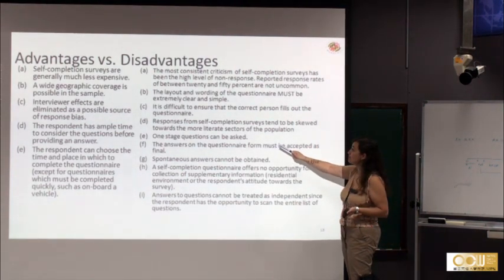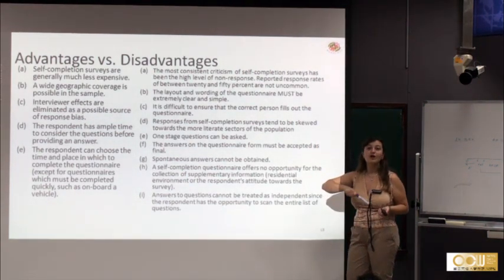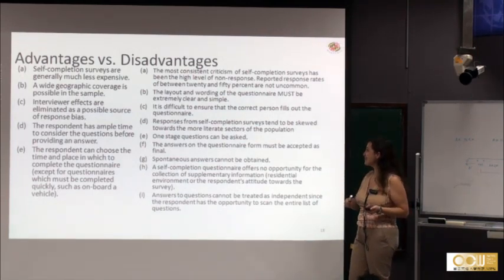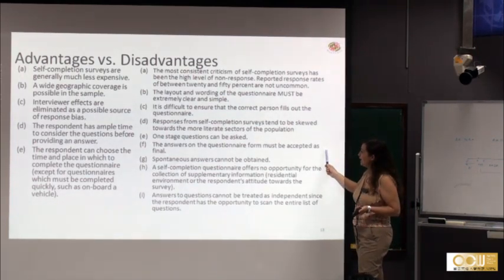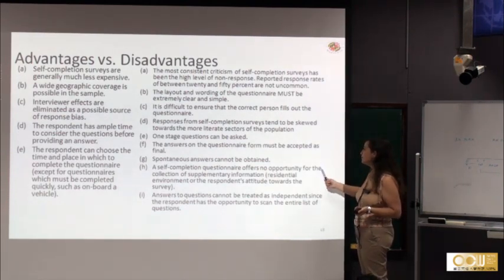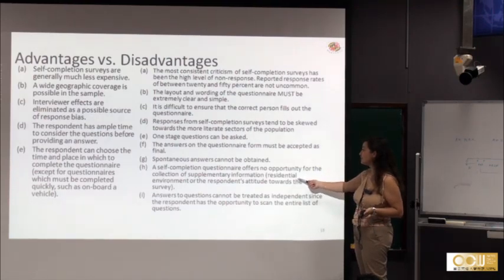One stage question can be asked, so you don't have a chance to ask a second question. You cannot collect supplementary information, for example, a residential environment or attitude towards the survey.